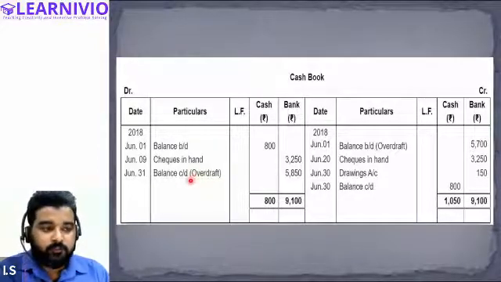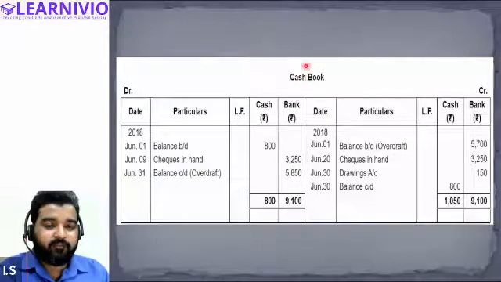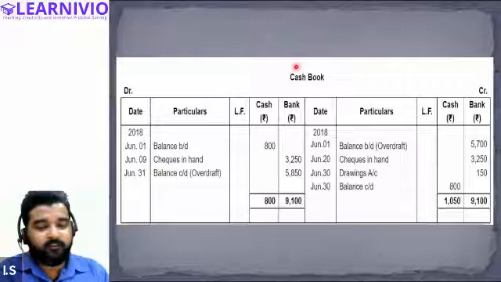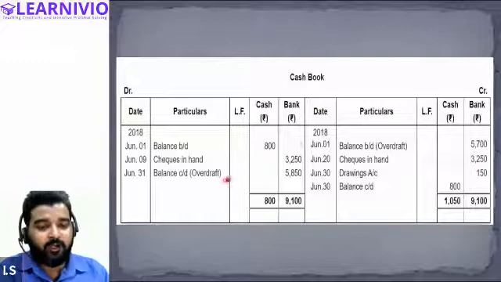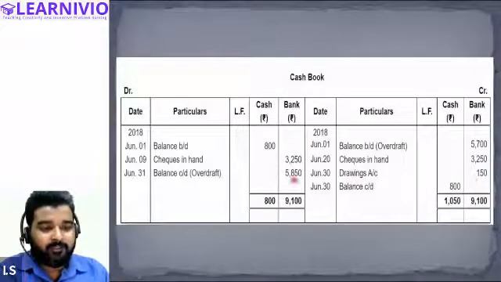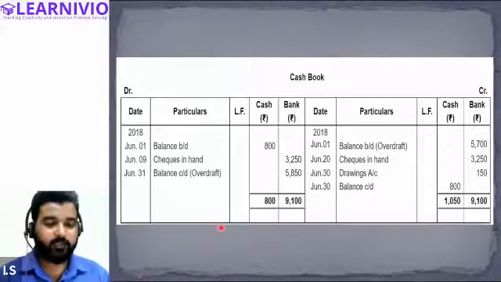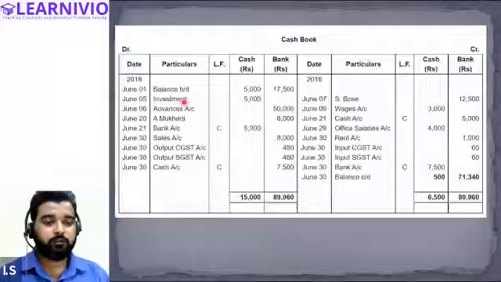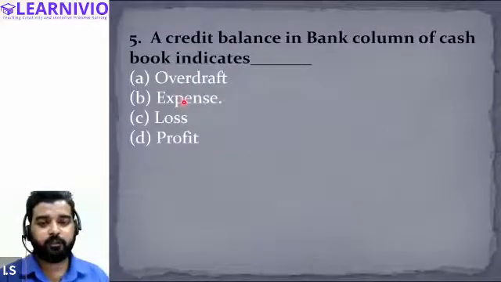All right. In the cash book, only bank can have the credit balance. Cash can never have the credit balance. Getting my point? In the case of the cash book, only bank can have the credit balance. Hence, when there is a credit balance in the cash book, it indicates overdraft. Okay, so we were on the fifth question: a credit balance in the bank column of the cash book indicates overdraft.